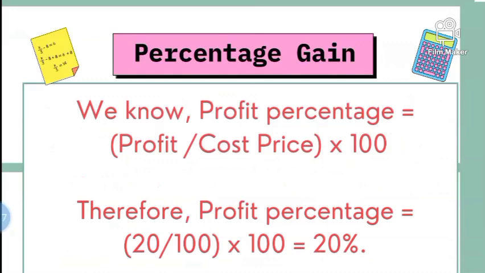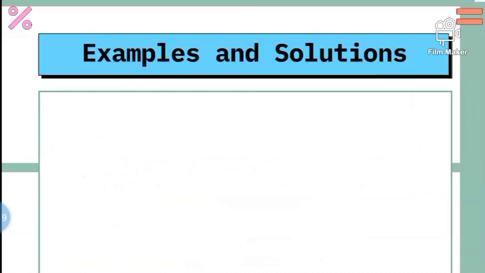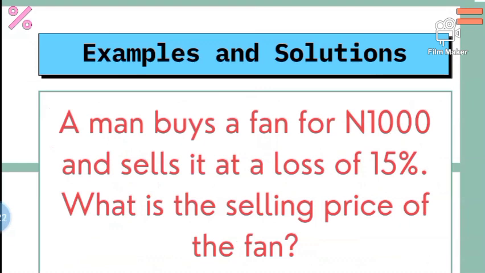Let's look at another example. Now, a man buys a fan for 1,000 naira and sells it at a loss of 15%. What is the selling price of the fan? The fan was bought for 1,000 naira and sold at a loss of 15%. What is the selling price?